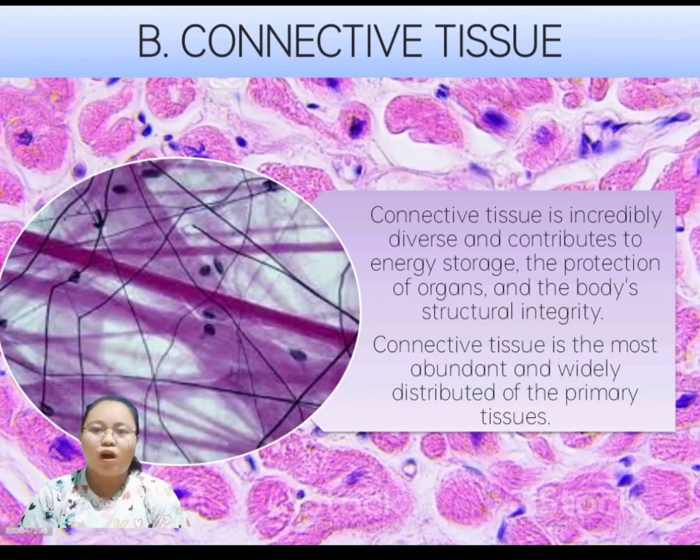So for now, I am going to discuss the second type of tissue, which is connective tissue. It is incredibly diverse and contributes to energy storage, the protection of organs, and the body's structural integrity. Connective tissue is the most abundant and widely distributed of the primary tissues.